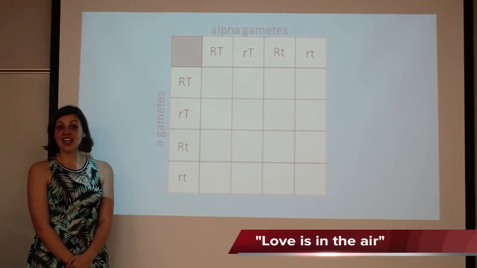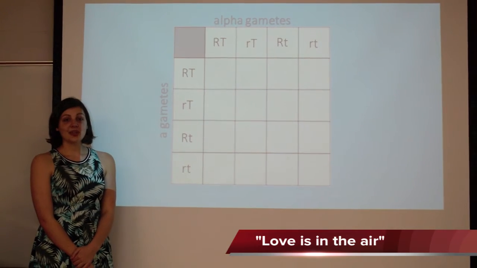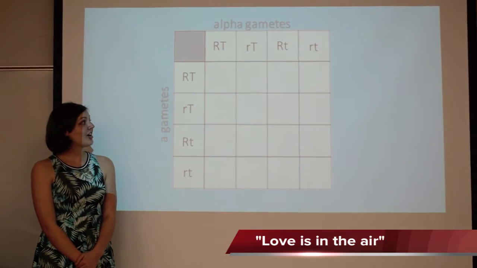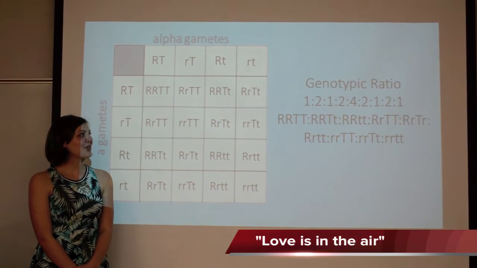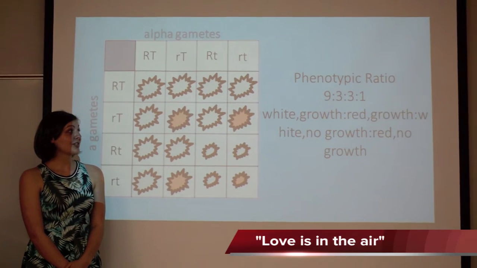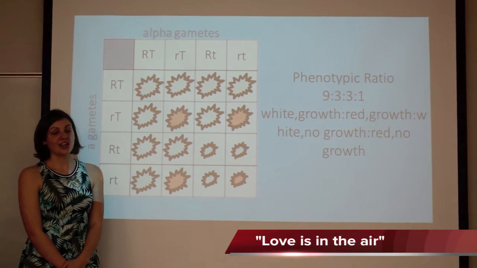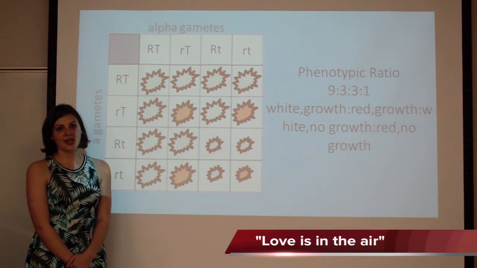Well, it looks like love is in the air because these yeast just won't stop reproducing. Here we have an example of a dihybrid cross, and as a result, we have a genotypic ratio of 1 to 2 to 1 to 2 to 4 to 2 to 1 to 2 to 1, and a much simpler phenotypic result of 9 to 3 to 3 to 1. This clearly demonstrates Mendel's second law of independent assortment. Back to you, Logan. Thanks, Devon.